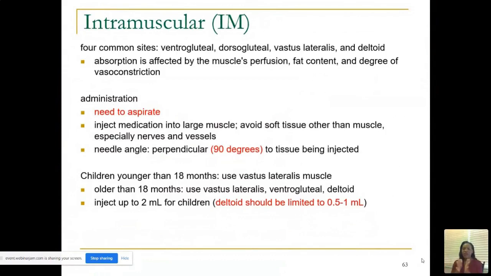There's quite a few things to know in IM. So everybody wake up for me for a moment. You need to know a little craziness about the ventral gluteal. You may very well get that question. There's a little craziness you need to know about the dorsal gluteal, vastus lateralis for the little ones, and deltoid. So we're going to go over those intramuscular routes, okay? Let's do the deltoid first.